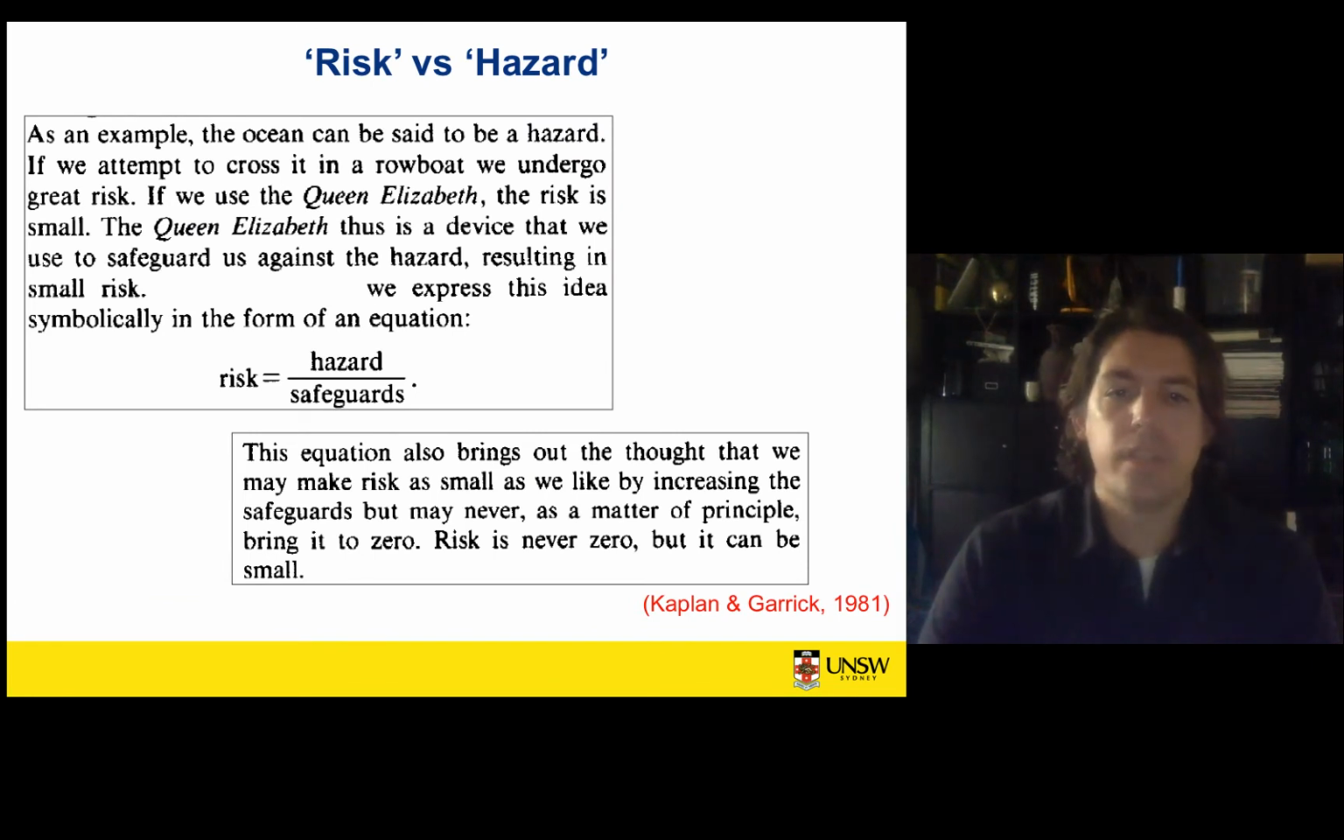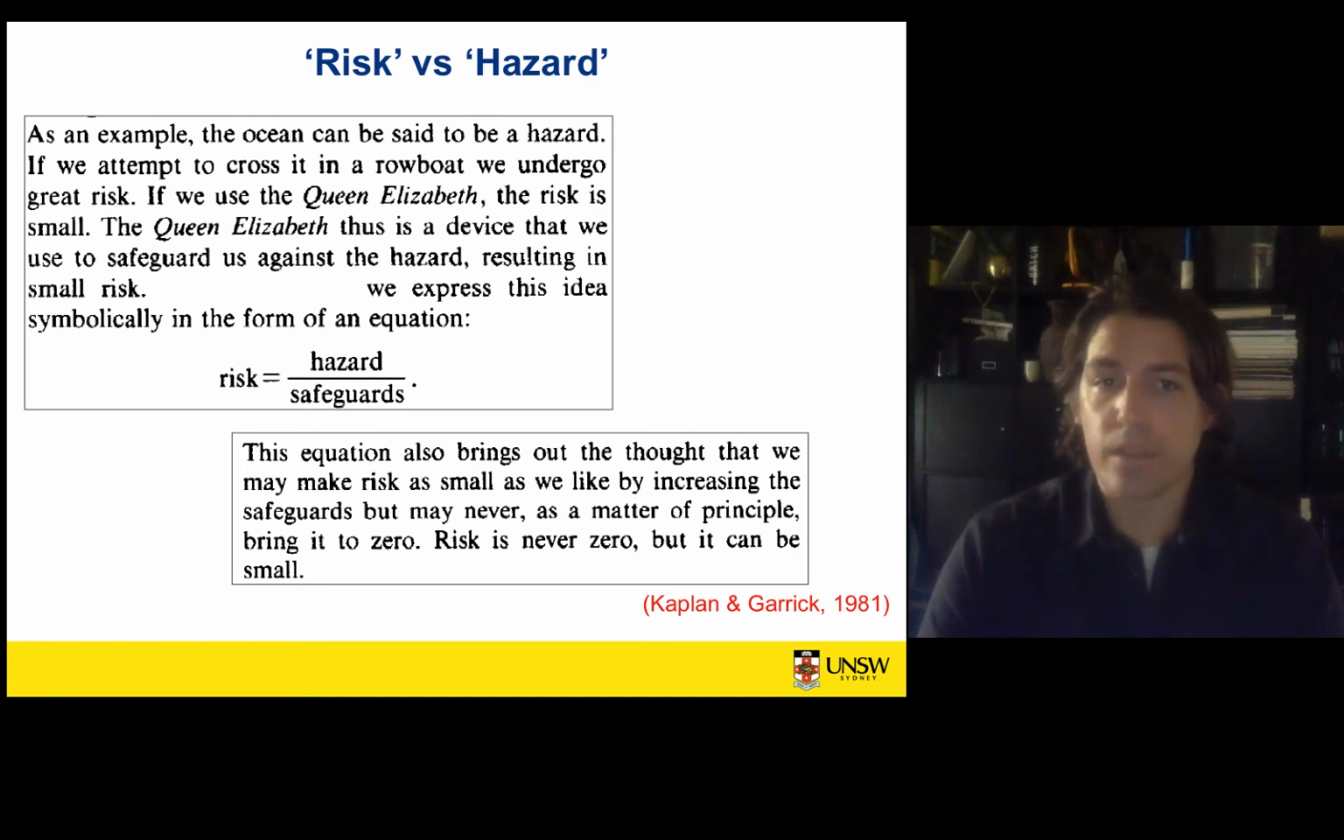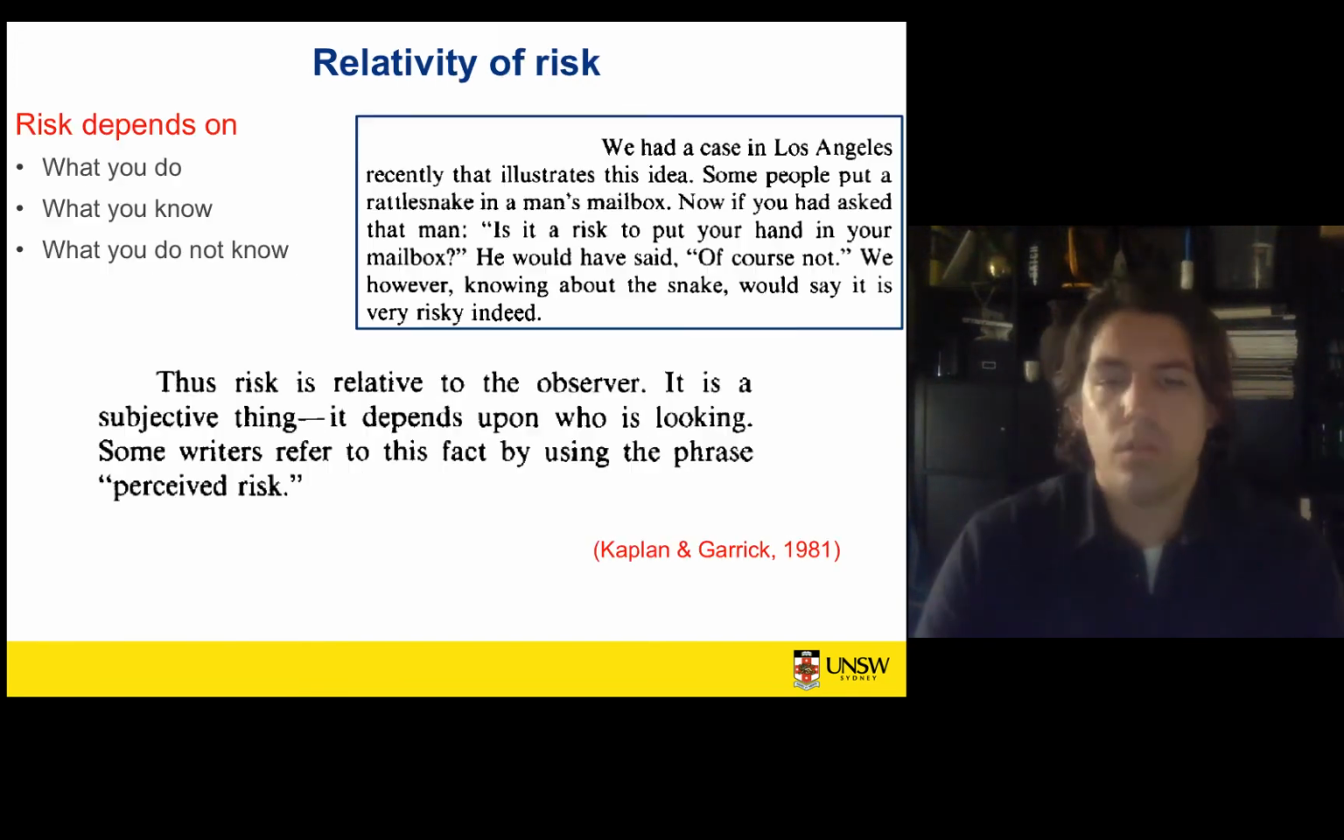In the equation presented from Kaplan and Garrick, risk can be expressed as equal to the hazard divided by the safeguards. The important observation that comes from this equation is that risk can never be zero. As long as a hazard is present, there will always be some risk, even if you have an infinite level of safeguards. Risk is also relative.